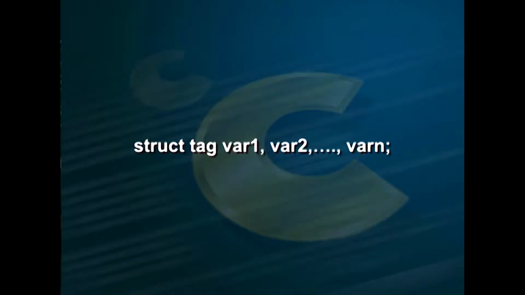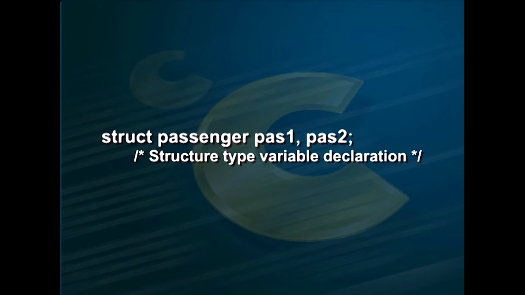Tag name may be used as an ordinary variable name or a member variable name without any conflict in a program. After the declaration of a structure, a variable can be created as struct tag variable1, variable2, up to variable n. For example, struct passenger pass1, pass2; This is the structure type variable declaration. This defines two structure variables pass1 and pass2 of struct data type. The structure definition reserves space for the structure variables. The members are stored in memory in the order they are declared in the structure declaration.